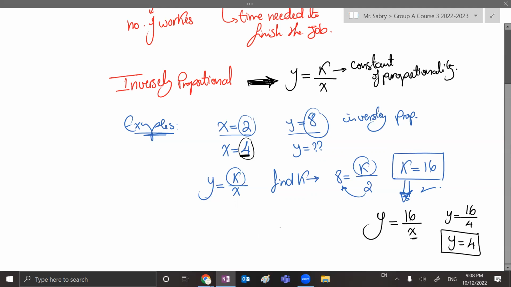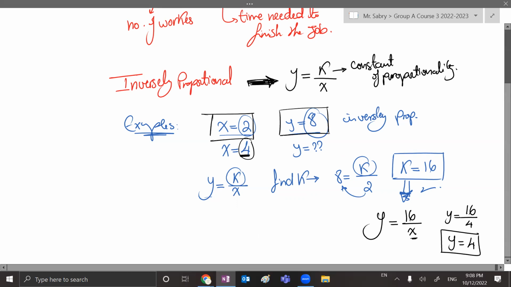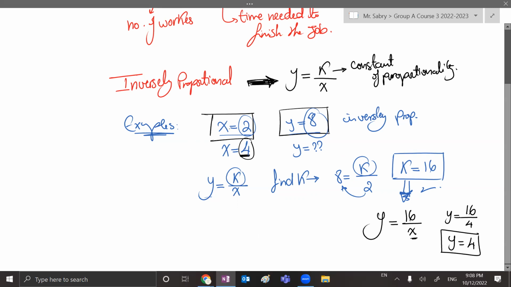So again, just a quick recap. You should always be given an x and y, complete and known. You should always use the x and y to find the k first. How to find the k? By multiplying x and y. So in order to find k, you just need to do y times x.